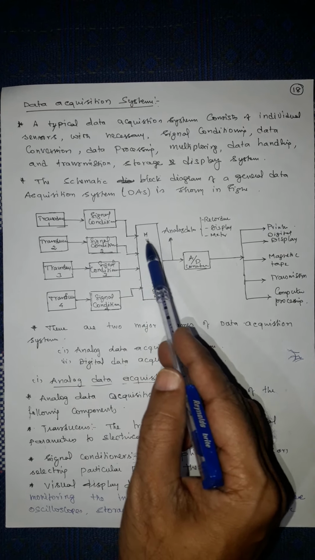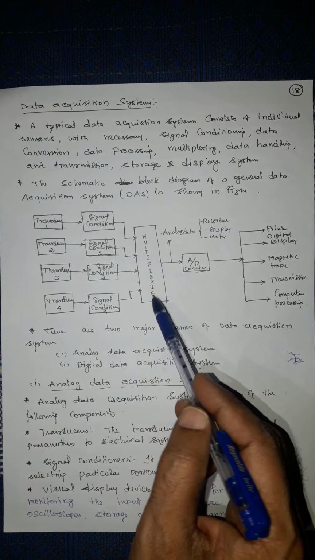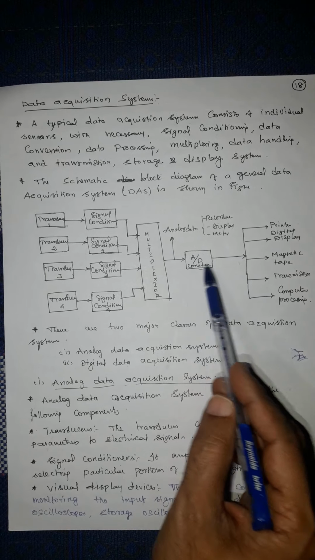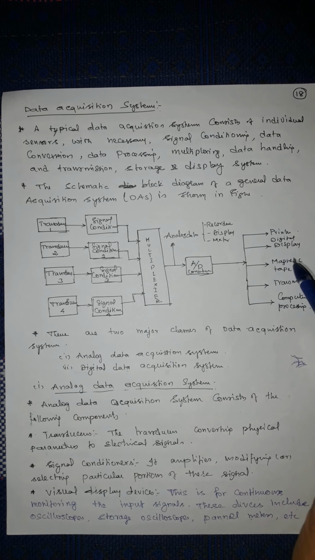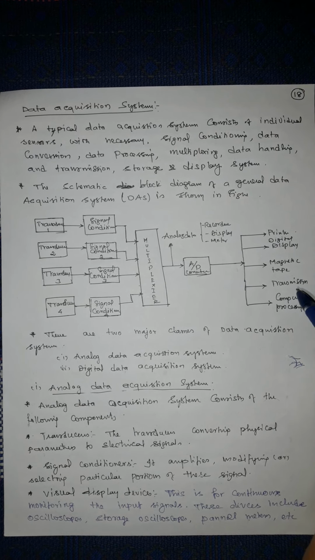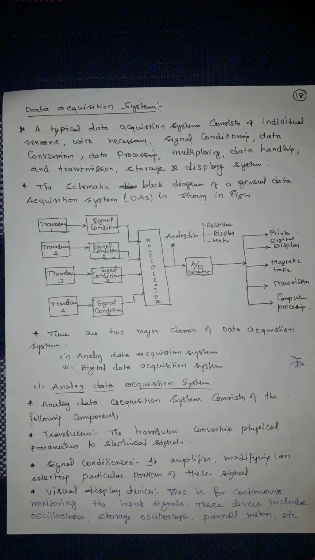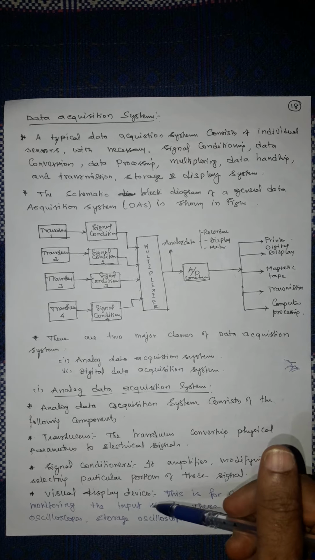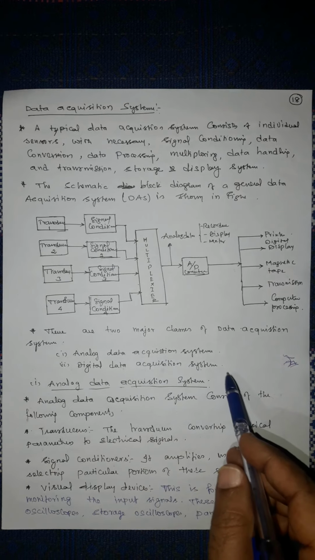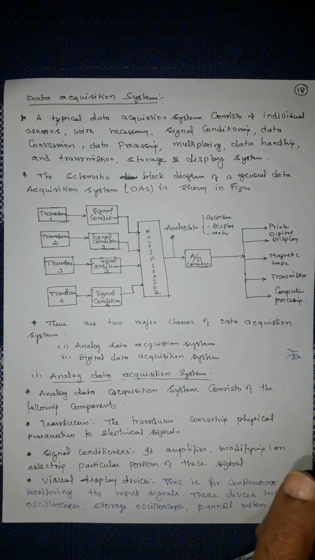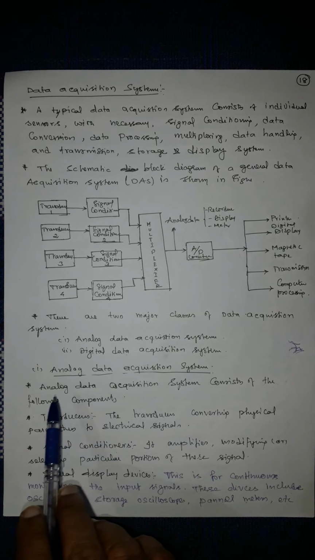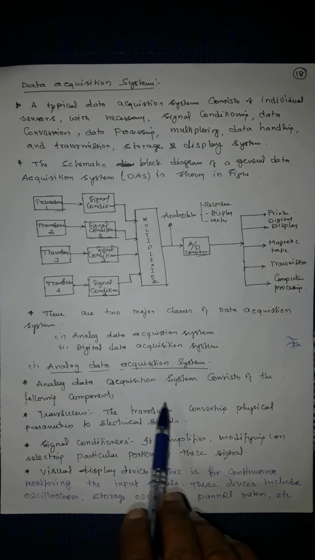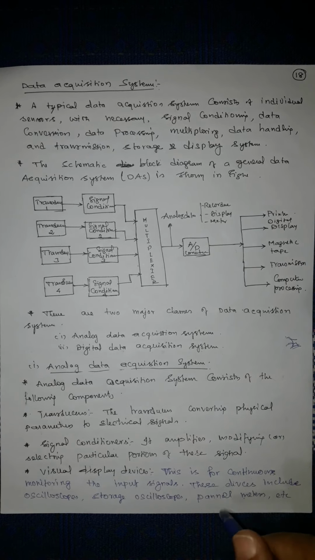All are given to the multiplexer circuit and then given to an A to D converter. Finally, it is used for print or digital display, magnetic tape, transmission, computing, processing. There are two major classes of data acquisition system. One is the analog data acquisition system, another one is the digital data acquisition system. First we can see the analog data acquisition system, which consists of the following components.